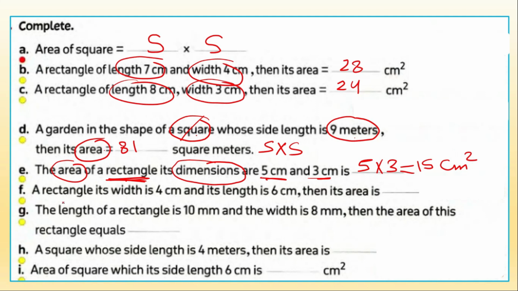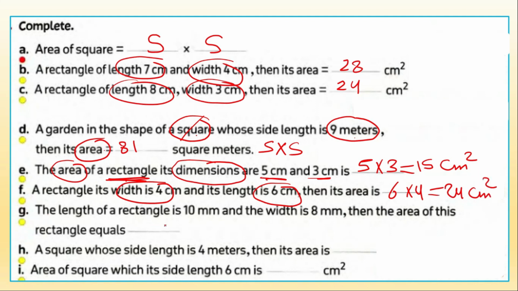The next one, a rectangle, its width is 4 centimeter and its length equals 6. Then its area, the same. To find the area, multiply length times width, or width times the length, whatever, equals 24 centimeter squared.